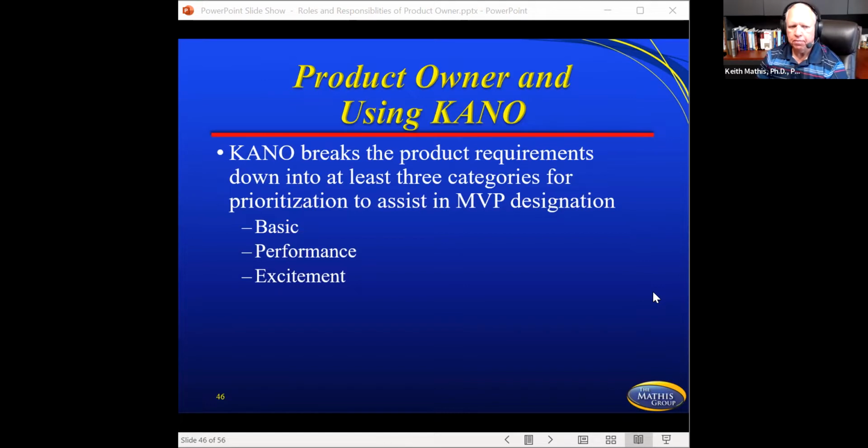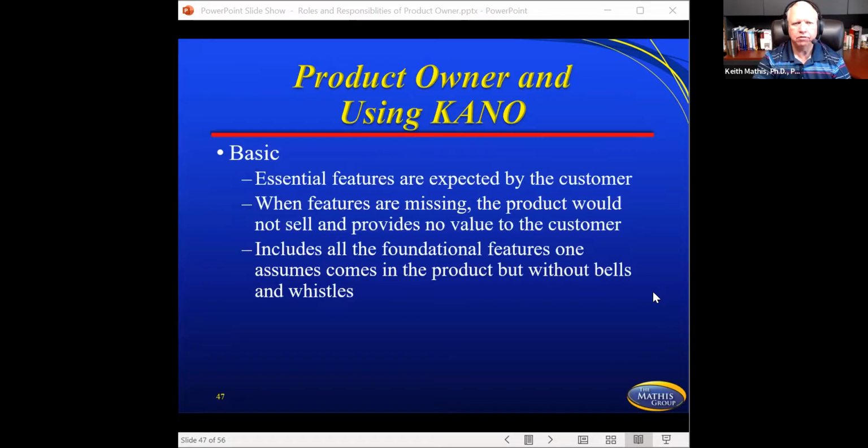And the excitement would be the ecstatic thing that it allows it to do. So basic would be essential features. And these features, if they're missing, would be looked at as bringing no value to the customer. These would be bare bones, has to have these basic features.